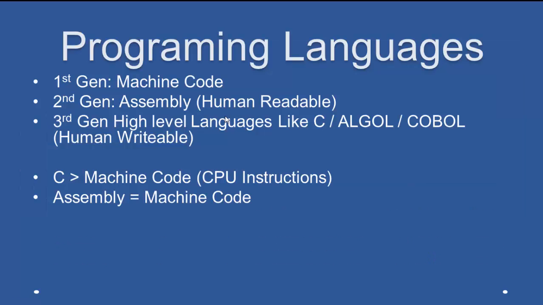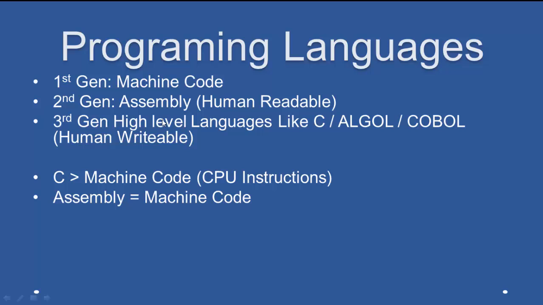And a little bit about programming languages. The first generation of programming languages was actually machine code, the actual CPU instructions. People wrote this stuff. Then people got tired of that, and they created a one-to-one mapping from assembly into machine code and back to assembly. Very easy to use. It's very human readable, but not human writable.